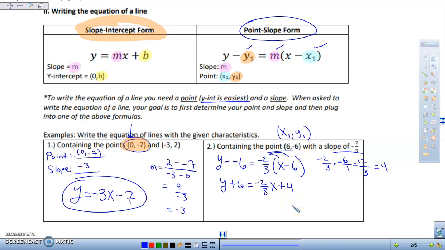And then the last step to get my equation nice and tight and in slope-intercept form is to subtract 6 from both sides. So I end up with y equals -2/3 x minus 2. There you have it. A little bit more algebra because we did not have the y-intercept. So you'll notice that first example was a lot easier and quicker because I was given a y-intercept. So when you have the choice of points, if you can find a y-intercept, that's really helpful.